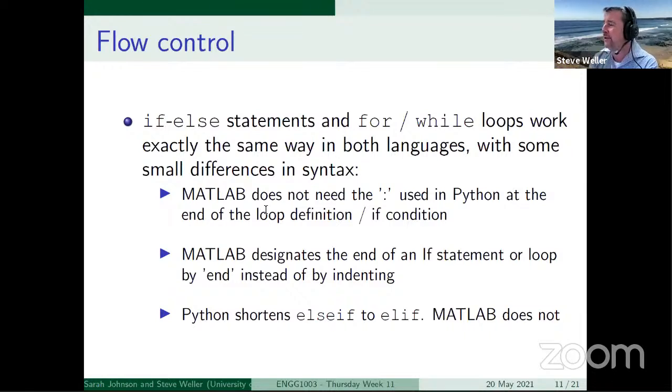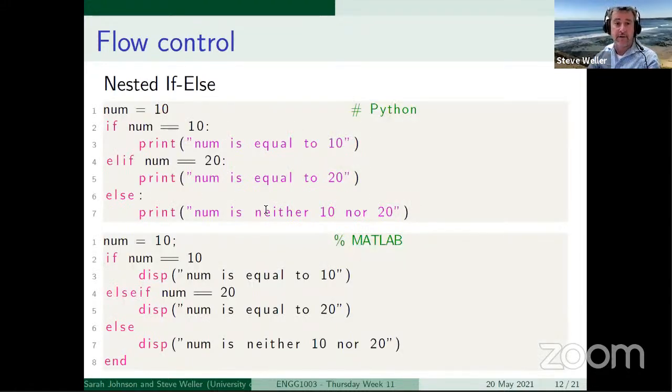The arithmetic and relational operators are basically the same, which means that if you see some code that's heavy on arithmetic and relational operators, like checking if one quantity is less than another, Python code looks very similar to MATLAB. There are some differences in the way flow control works, but Python code for if else, for loops, and while loops looks very similar to MATLAB. I'd rather show it to you in context.